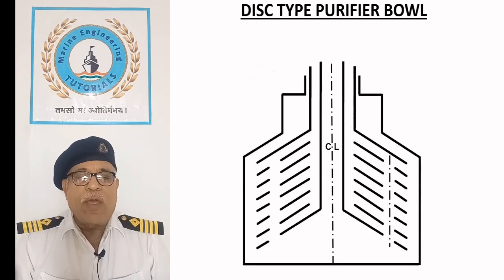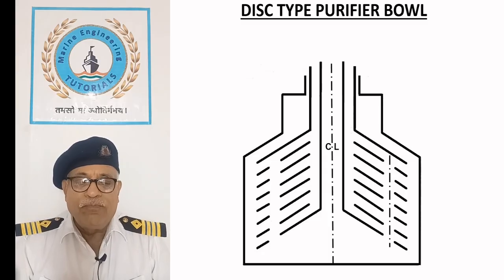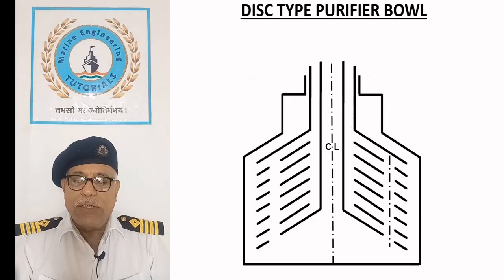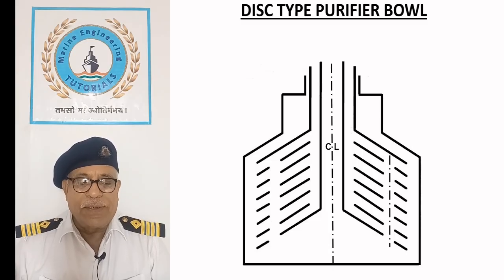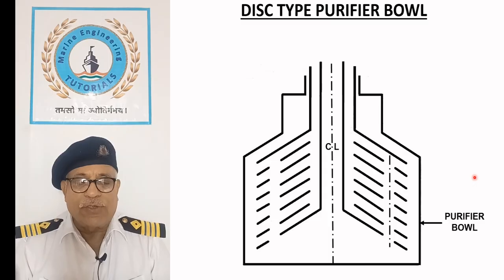Disk type purifier bowl. The sketch shows a disk type oil separator which can retain more sludge due to its wide bowl and is easier to clean. These separators operate at a maximum speed of 7500 rpm. Purifier assembly sequence. The purifier bowl is mounted on a vertical shaft driven by an electric motor through a friction clutch.